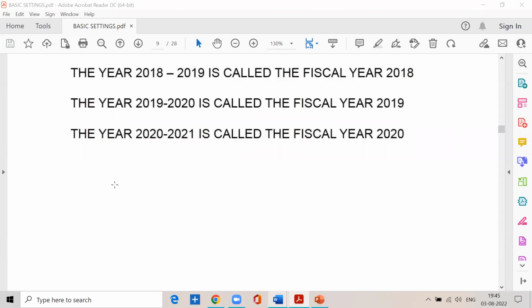In SAP, the fiscal year is represented with the calendar year in which the more number of months are falling in the case of non-calendar years.